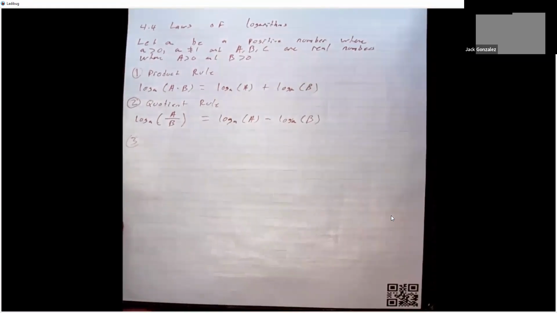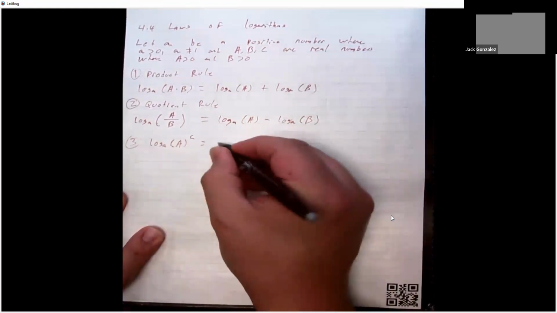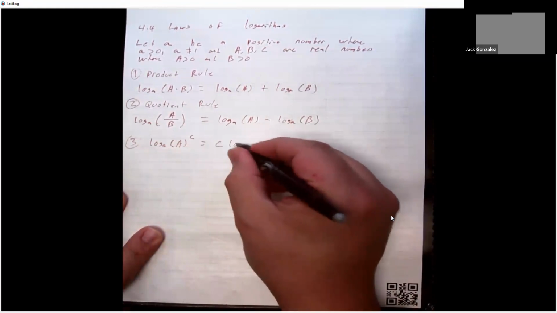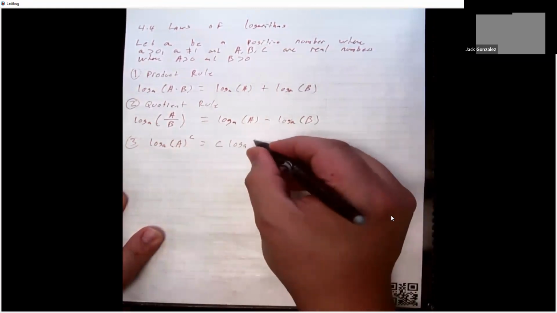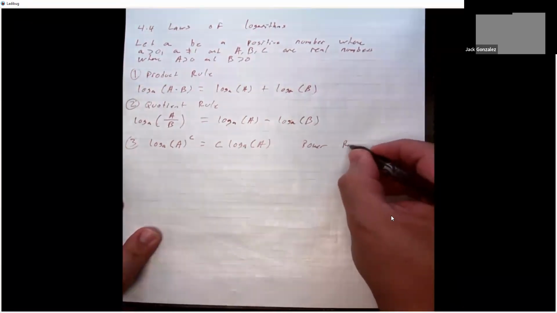Okay, number 3, if your log has a power, which we'll use C for, log base A of capital A to the C, you can bring down the C, or you can bring it up if you want. That'll be the power rule. Got to write power on top. So if you have C, bring it down. If it's in front already, you can bring it up if you choose.